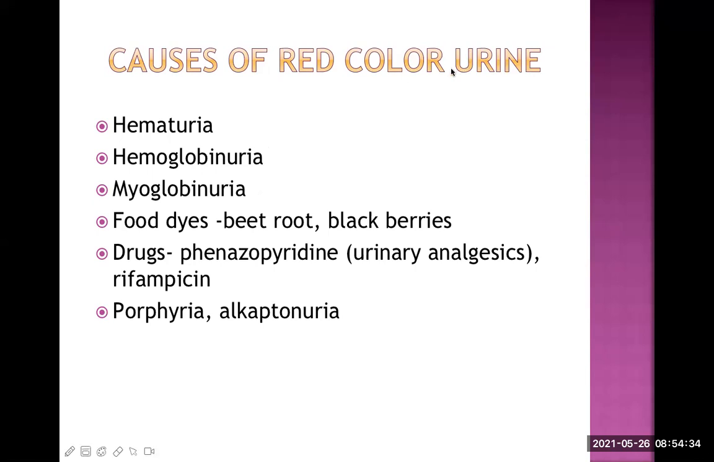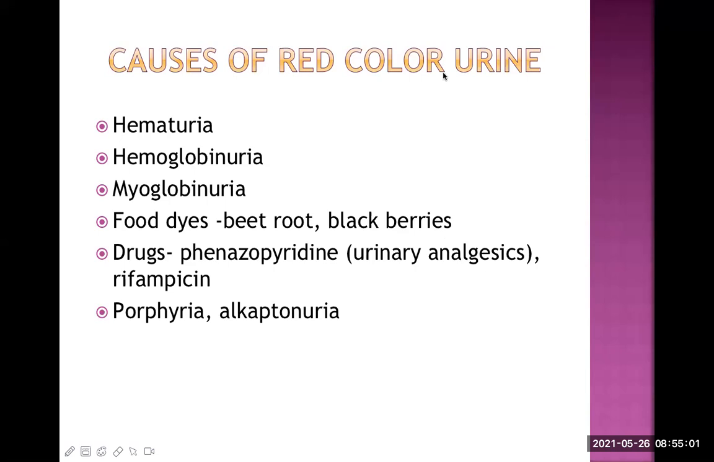This is a nephrotoxic type of acute renal failure. The person can have renal shutdown in hemoglobinuria and myoglobinuria, and this can sometimes lead to the death of the patient. Apart from this, some food dyes, like eating beetroot or blackberries, can also give red colored urine. So we need to take a good history here.